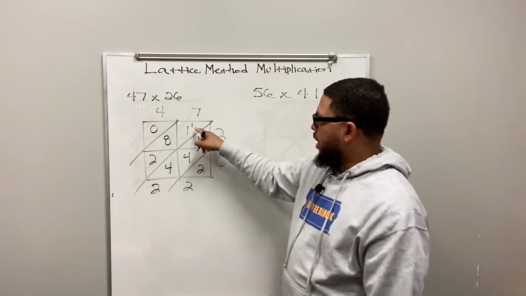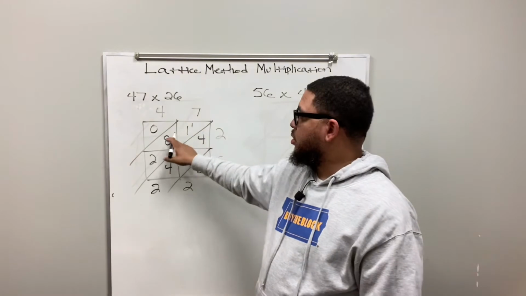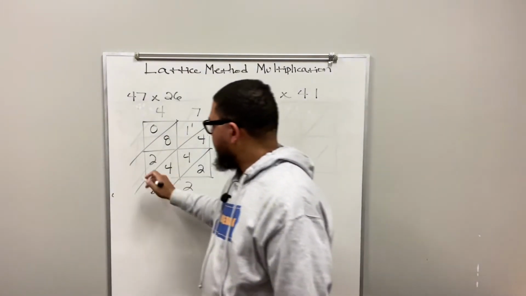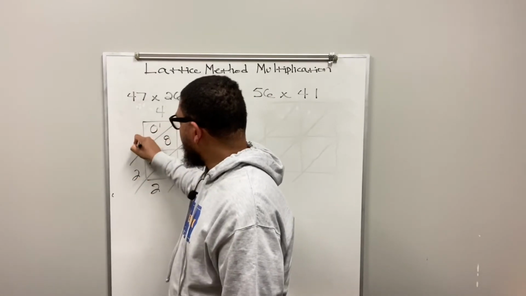All right? So now, then I'm doing my addition in this row. 1 plus 1 is 2. 2 plus 8 is 10. 10 plus 2 is 12. Then you write the 2 right here, carry the 1. 1 plus 0 is 1.